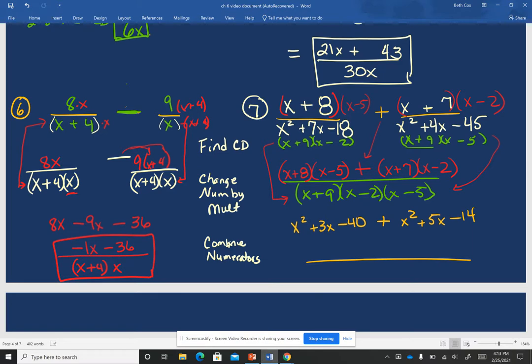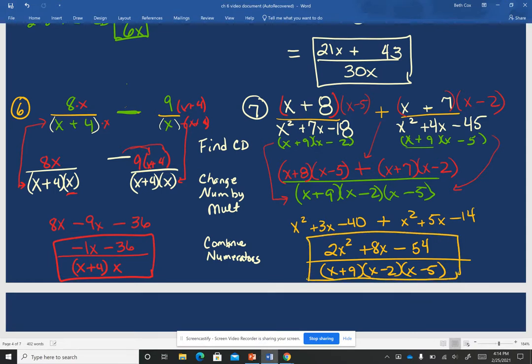And then I'm going to combine that. I get a 2x squared plus 8x minus 54. And that's all over x plus 9, x minus 2, x minus 5. I sure hope that's right. Woohoo! But guess what, y'all? It's just math. Woo! If that's not right, y'all send me an email. Let me know, and I'll redo this video. Okay? It's just math. Y'all got it.